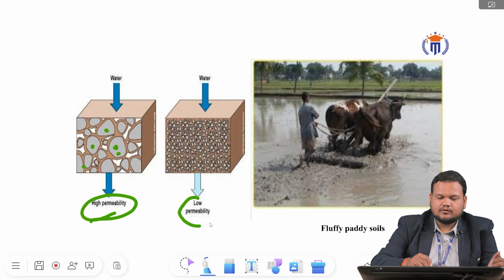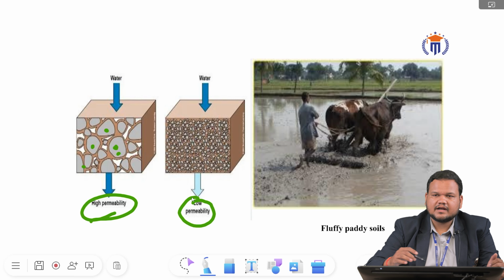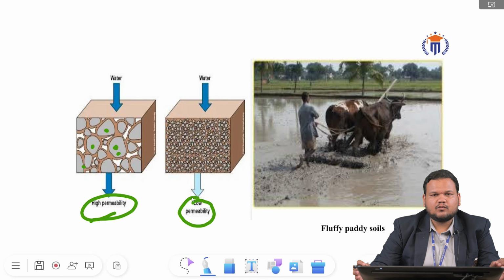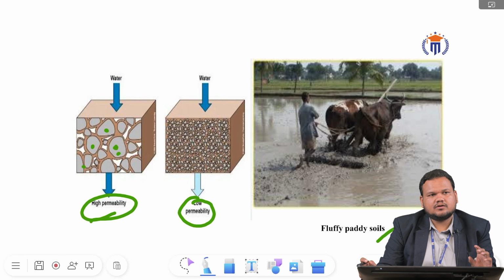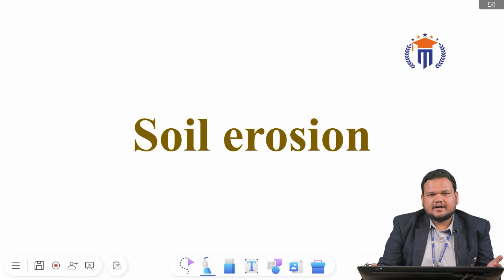Whereas in the case of low permeable soils, you can see more fine particles when compared to highly permeable soils, resulting in very little infiltration of water. And this is how fluffy paddy soils look, where after drying, it leads to the formation of many cracks. So these are the physically problematic soils.